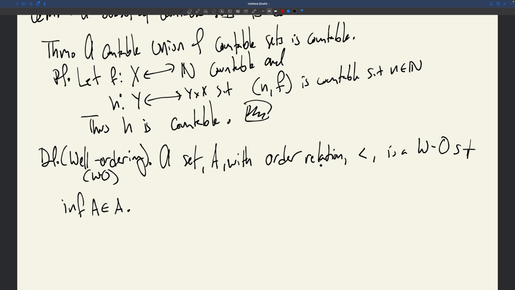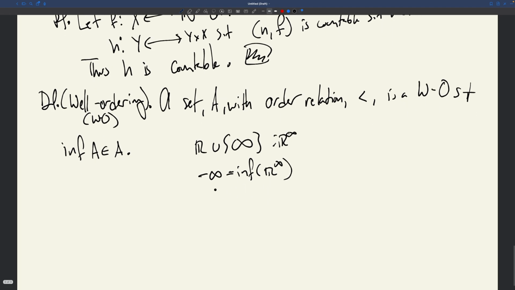But the reals does have an order relation. Cool. I guess if you do extend the reals, some people might do this. If you extend the reals with infinity, which is called the extended reals, then it is well ordered because you just have negative infinity as the infimum of R. R infinity, I'm just going to call it that. And that's one way some people think of the extended reals to allow well ordering.